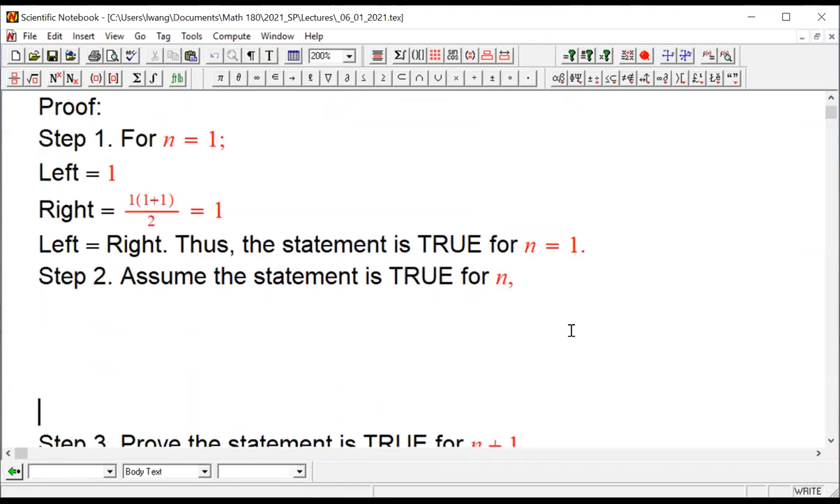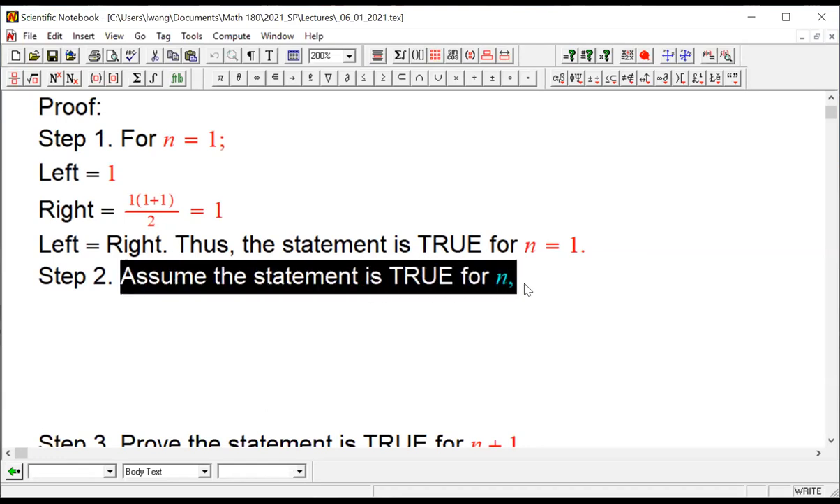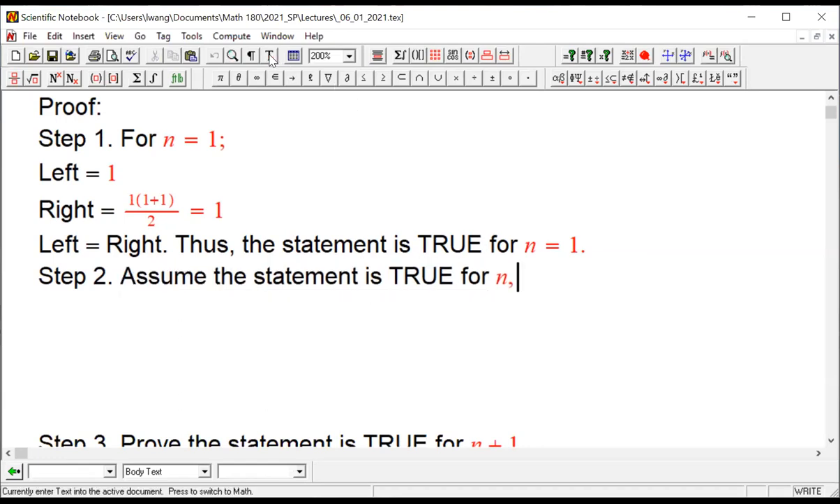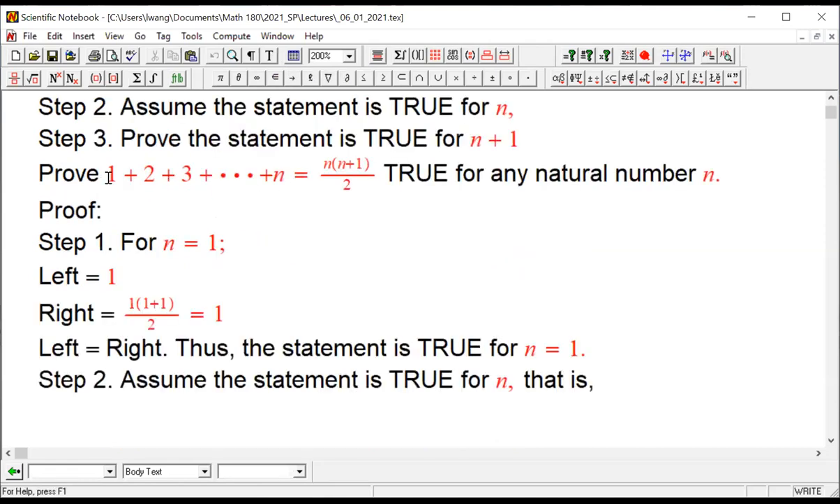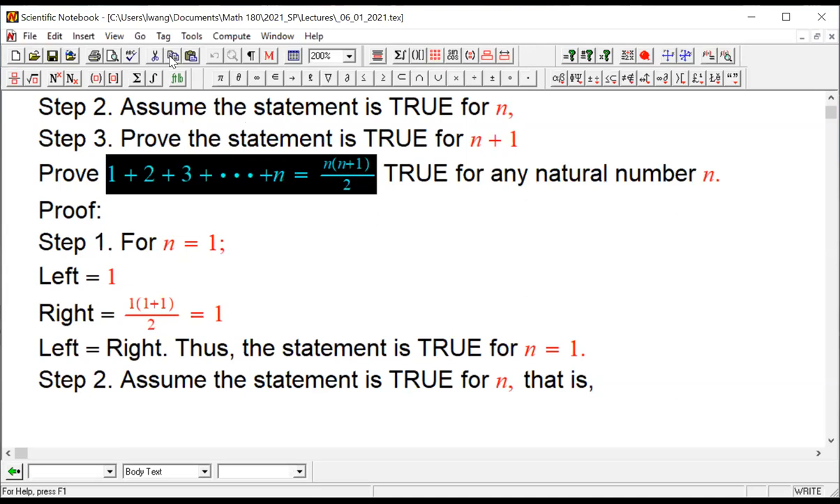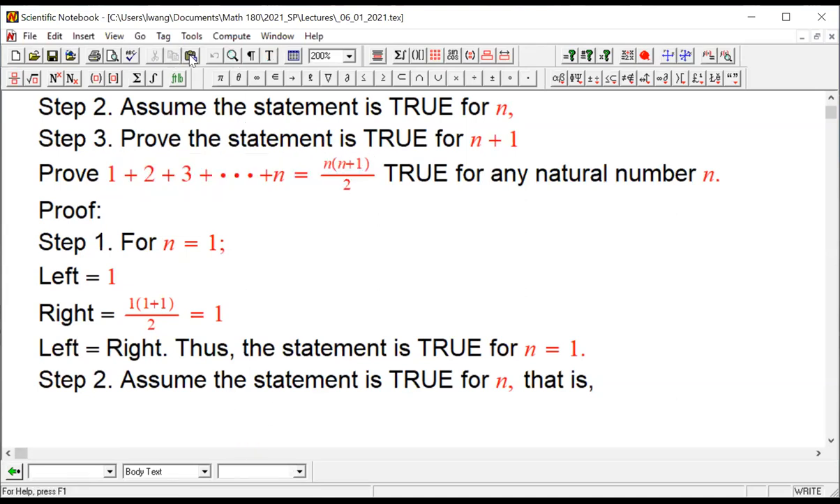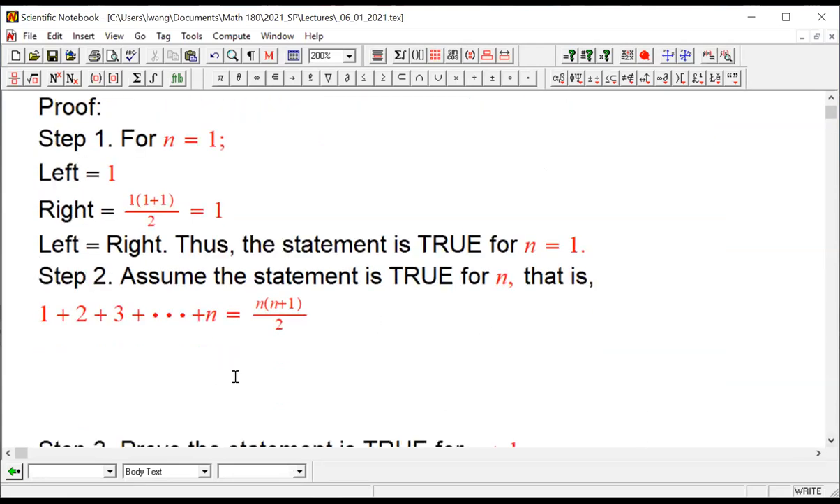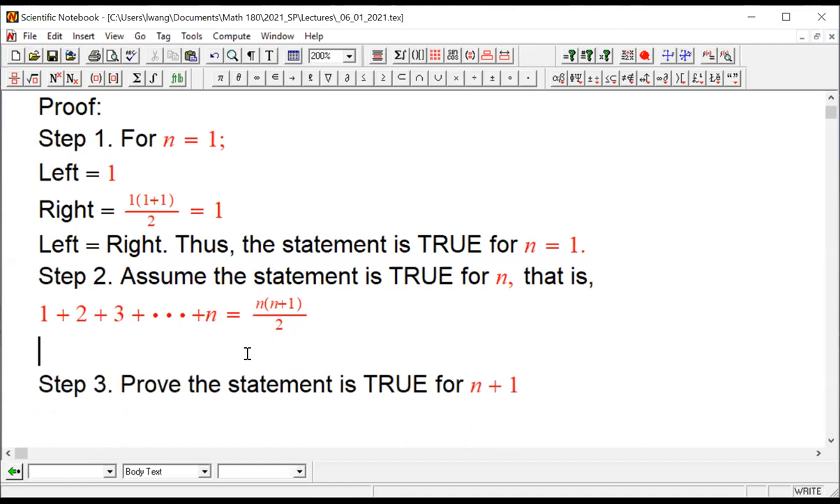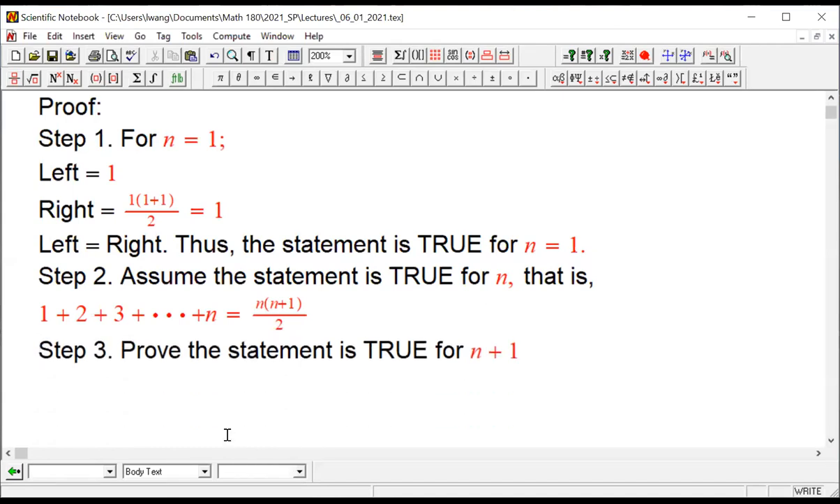The second step, there's actually not much to it because you just make an assumption. Assume the statement is true. Assume the statement is true, then you need to specifically point out this specific statement. So for n, you assume it's true. There's nothing to be proved. You just add some more tools to our toolbox to complete the 3 steps.